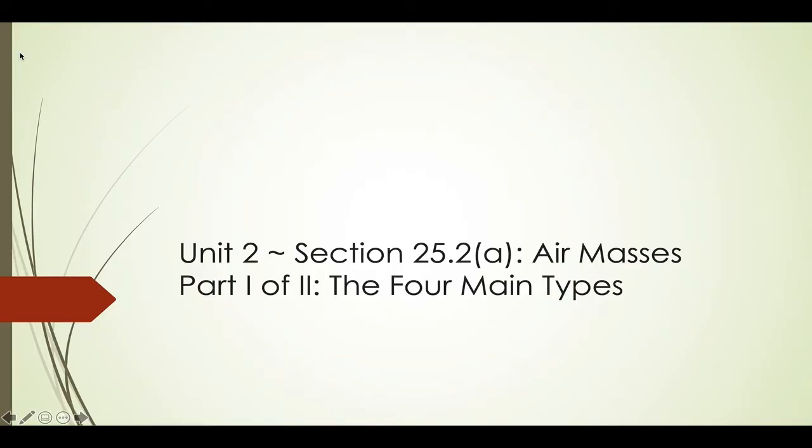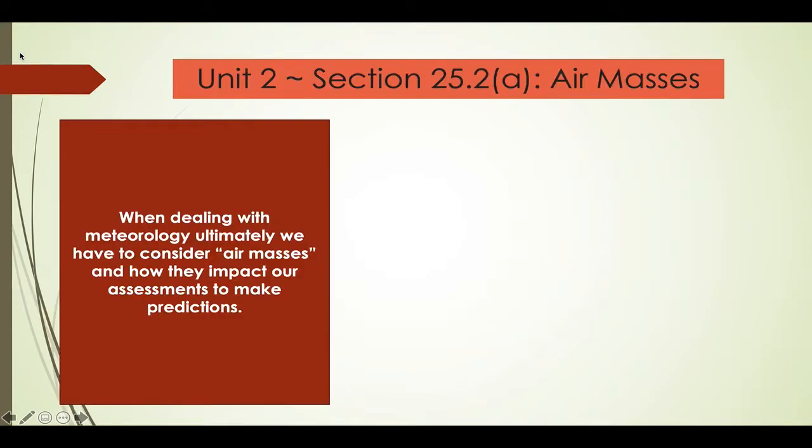In this next section, it's going to be two parts also. Section 25.2a, we're going to talk about air masses. This is the first part of 2. We're going to talk about the 4 main types. We're talking mainly North America. Dealing with meteorology, we have to consider air masses and how they impact our assessments and our ability to make predictions.